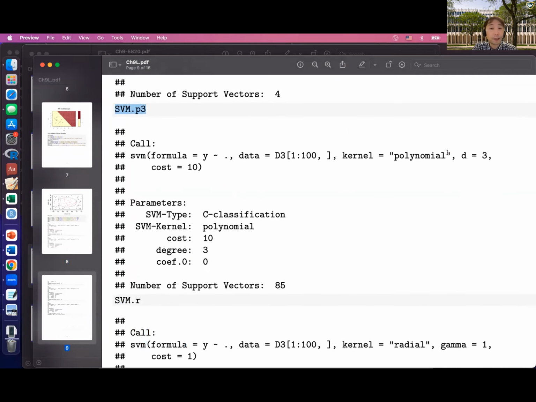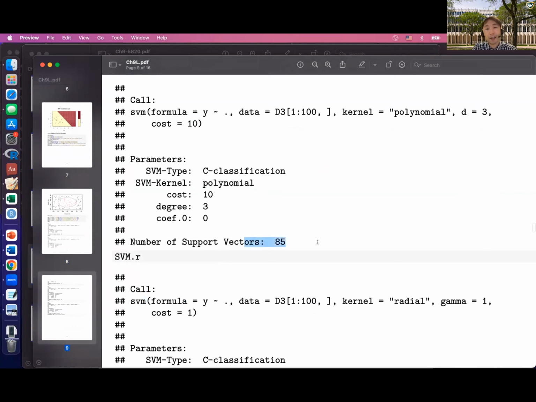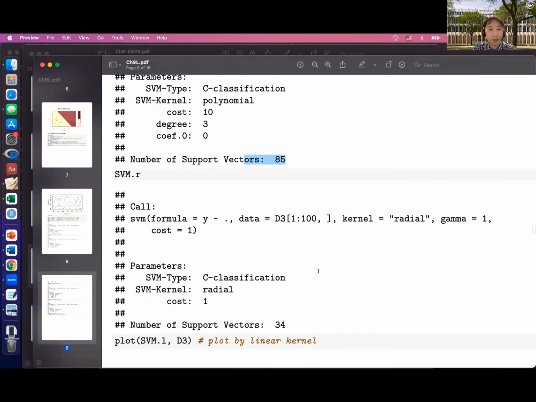Polynomial with d equal to 3, and we have 85 support vectors, so it's not so many. Radial basis kernel, actually, that works somewhat well. The support vectors number 34, so the rule is not super complicated.